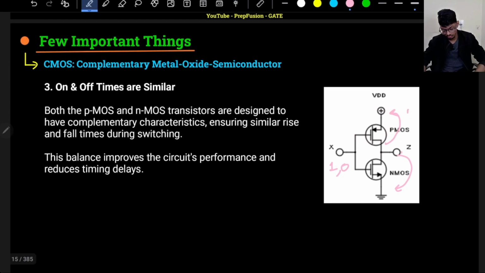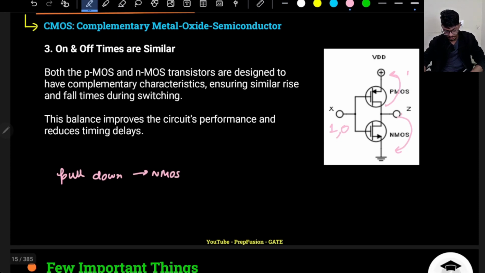So I will say pull down due to NMOS and pull up due to PMOS.